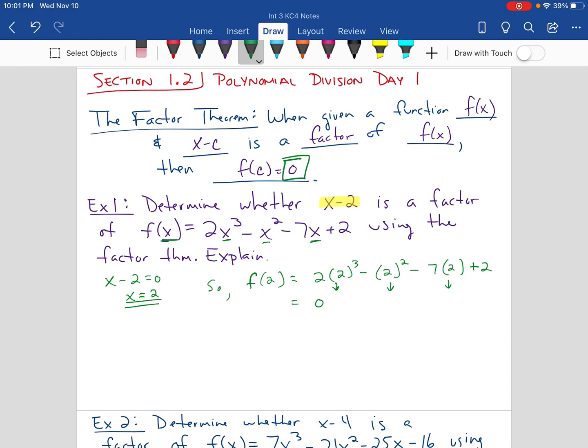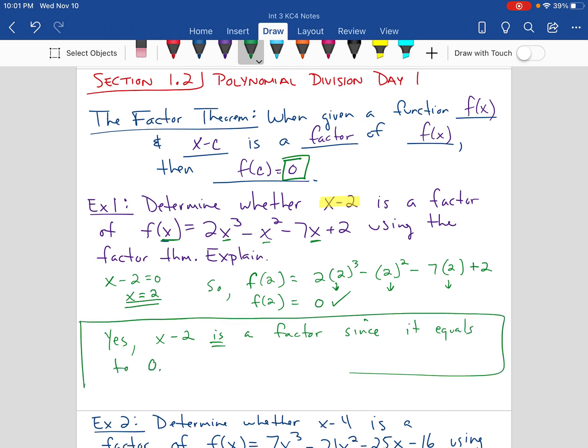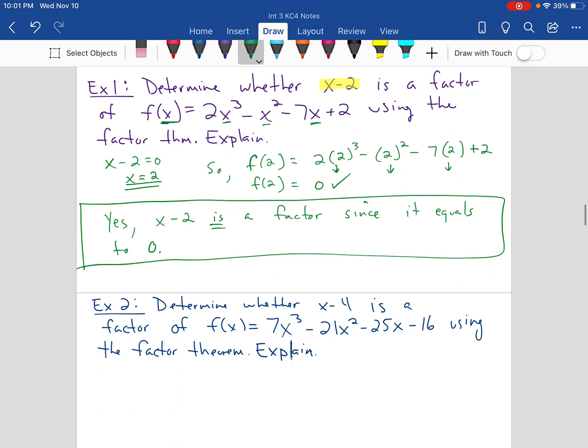Okay, so that means that f of 2 is equal to 0. So my answer is yes. x minus 2 is a factor since it equals 0. And that's all. I've answered the question and I've explained why it's true.